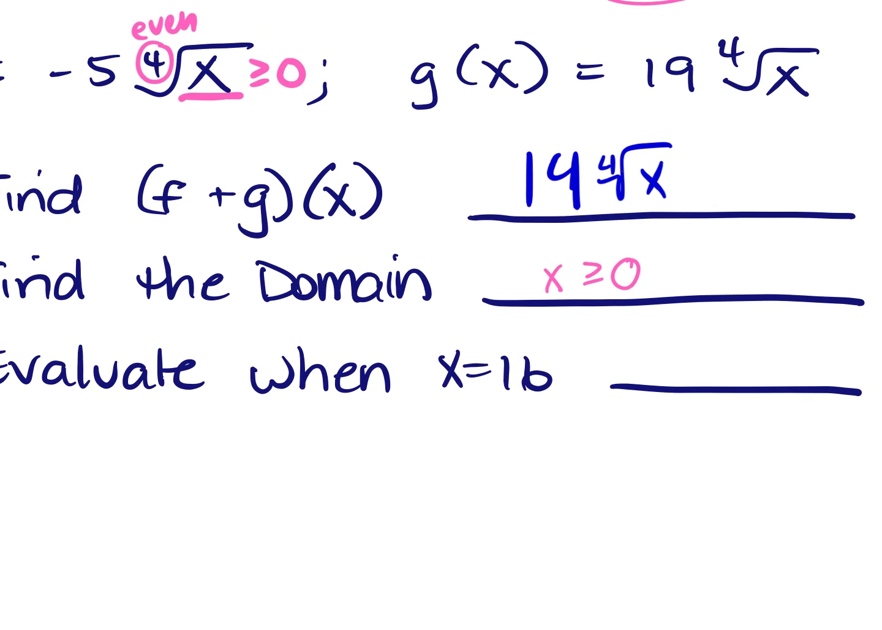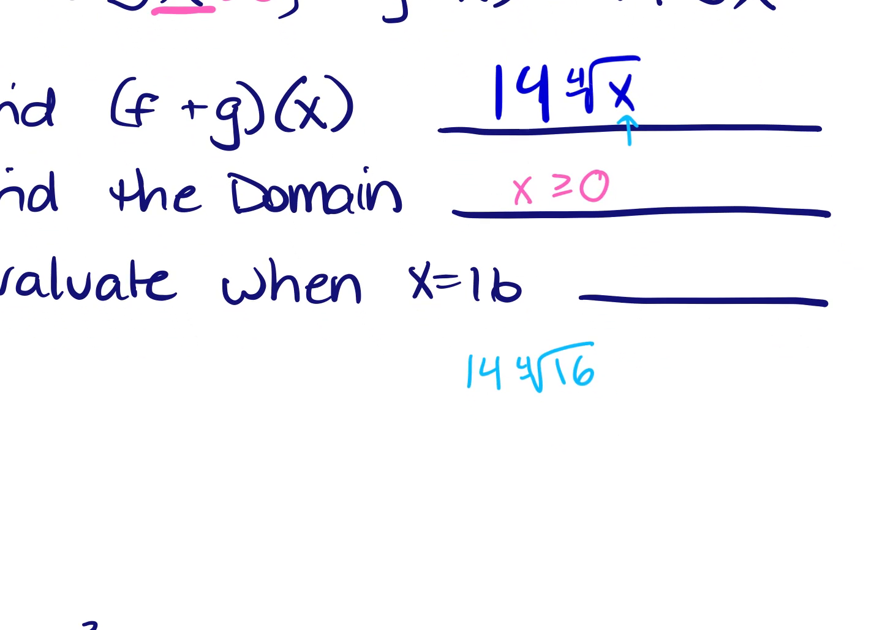So next we're going to evaluate when x is equal to 16. So we're plugging in 16 in the answer here into x. So we get 14 times the 4th root of 16. What's the 4th root of 16? 2. If you need to, break it down. We have 4 and 4. 2, 2, 2, 2. Circle your groups of 2. So this would be 14 times 2, which is 28. So our answer here would be 28.